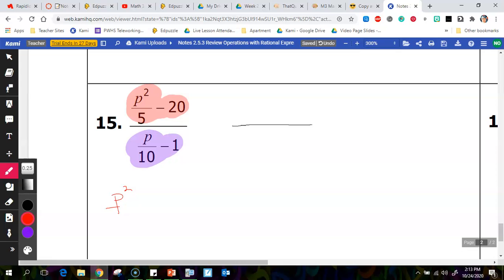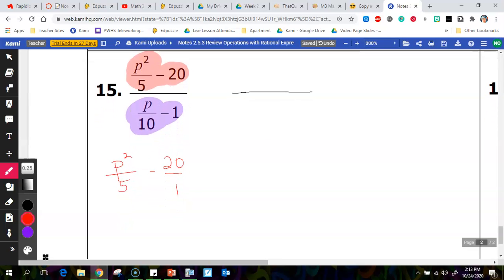All right, so let's look at the red part, and I'm just going to work with it down here. P squared over 5 minus 20 over 1. I need a least common denominator, or I need a common denominator. Okay, so I've got a 5 and I've got a 1. Well, the easiest way to do this is just to multiply this one on the right times 5 over 5. They don't have anything in common, but because I have that 1 right there, I don't really have to pay attention to that. But I do need a denominator over here that's 5. So the way to do that is to multiply this fraction times 5 over 5.